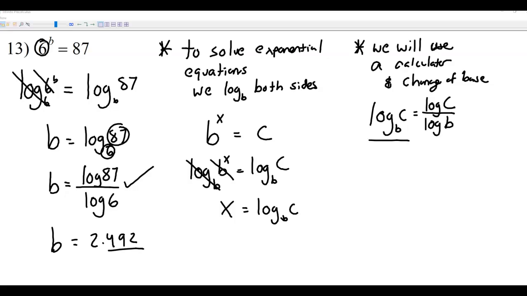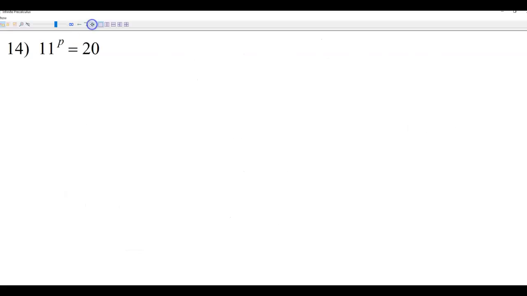So we did two things. We logged both sides, and then we used our calculator along with change of base to change our final answer into a decimal. All right, so we'll let you guys go ahead and try one of those. There's one for you, and we'll move on to number 15.